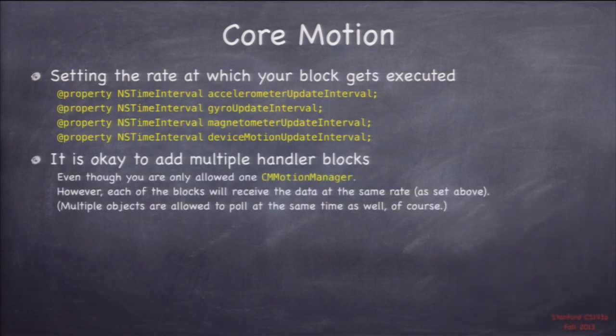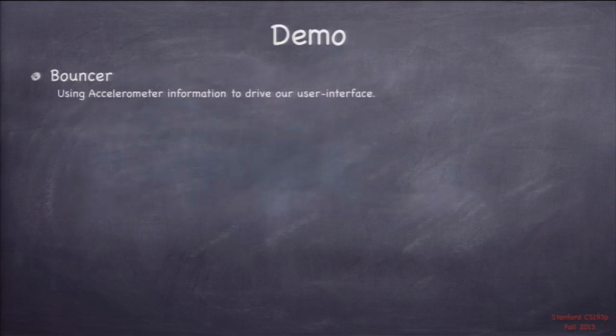It is okay to have multiple handler blocks. In other words, you can call start accelerometer updates with a block, and then later somewhere else, call start accelerometer updates with a different block. And both of those blocks will get called. They're both going to get called at the same rate, this update interval, but you could be doing two different things every time this interval happens. That's perfectly fine. It's not like there can only be one block. Make sense? All right, so I have a demo.